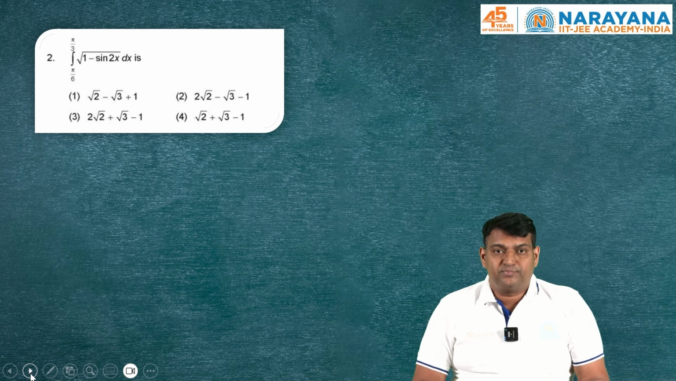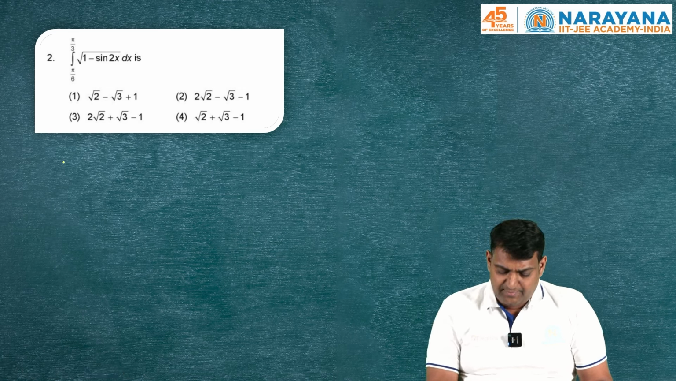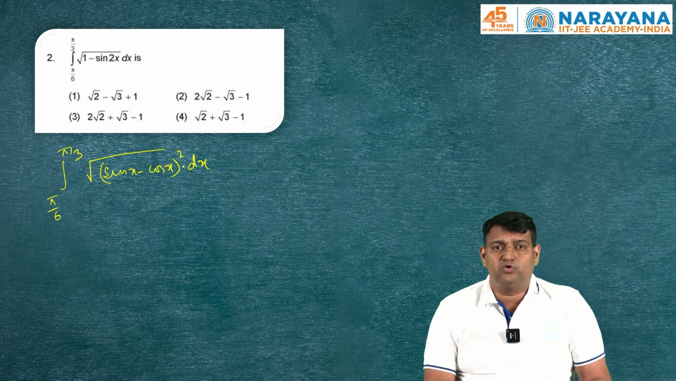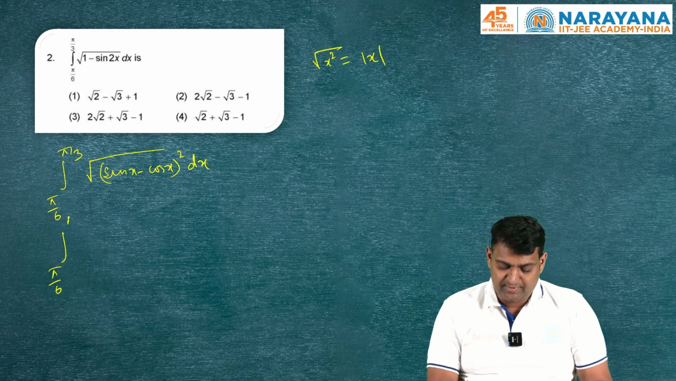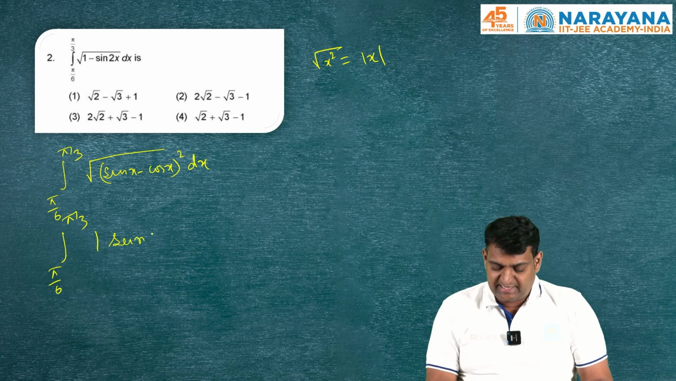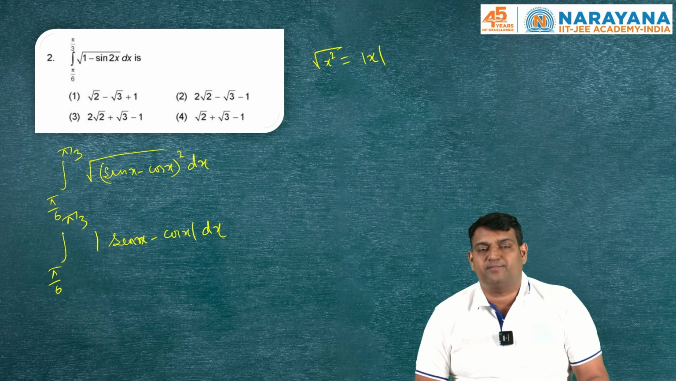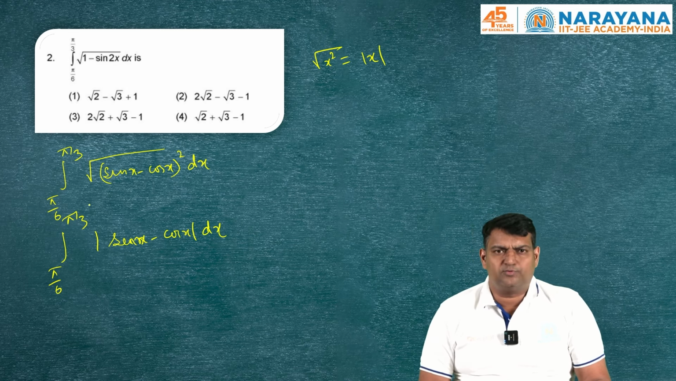The second problem is based on definite integration, again a very, very basic problem. Integration from pi by 6 to pi by 3 of root over 1 minus sin 2x, we can write as root over of sin x minus cos x whole square dx, and remember that root over x square is mod x. So what you'll get here is the integral from pi by 6 to pi by 3 of mod of sin x minus cos x. If I remove the modulus, obviously cos x is greater than sin x till pi by 4, and after pi by 4, in fact up to 3 pi by 4, sin is more than cos. But we need to check only from pi by 6 to pi by 3.